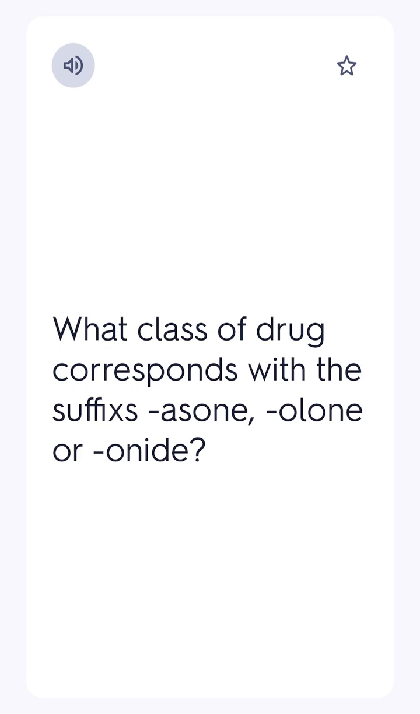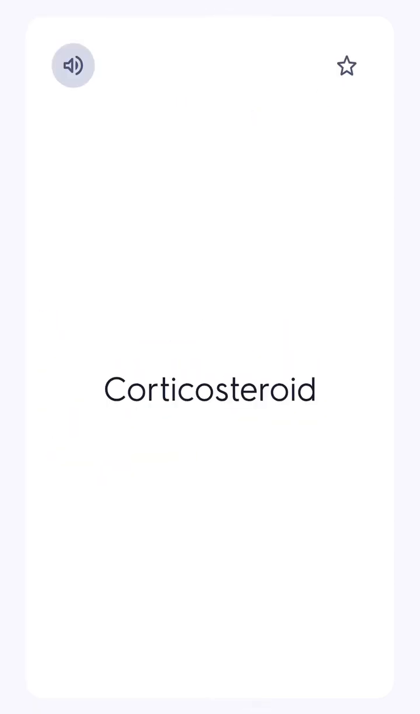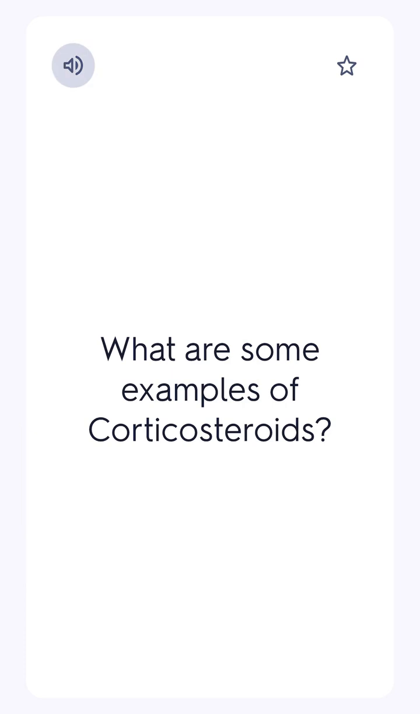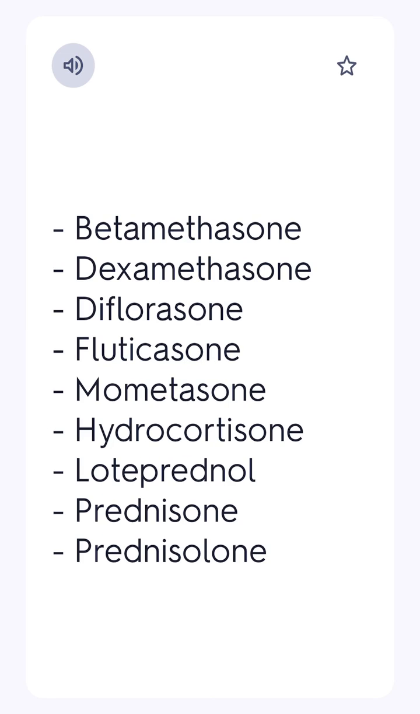What class of drug corresponds with the suffixes -azone, -olone or -onide? Corticosteroid. What are some examples of corticosteroids? Betamethasone, dexamethasone, deflazacort, fluticasone, mometasone, hydrocortisone, loteprednol, prednisone, prednisolone.